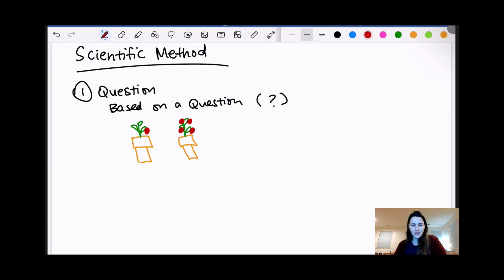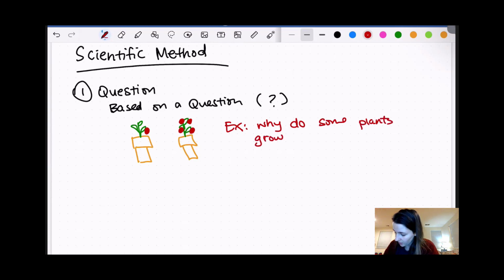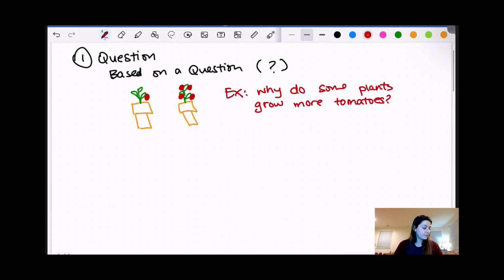And if you go into a garden, then you might notice something like this. So my example is, why do some plants grow more tomatoes? So we have a question. It has a question mark. And then the next step here is, well, we need to read up on tomato plants. We need to read up on growing tomato plants. That's the research step. Step two is research.